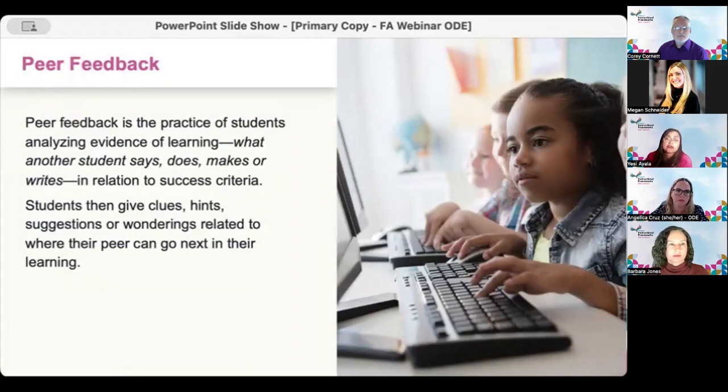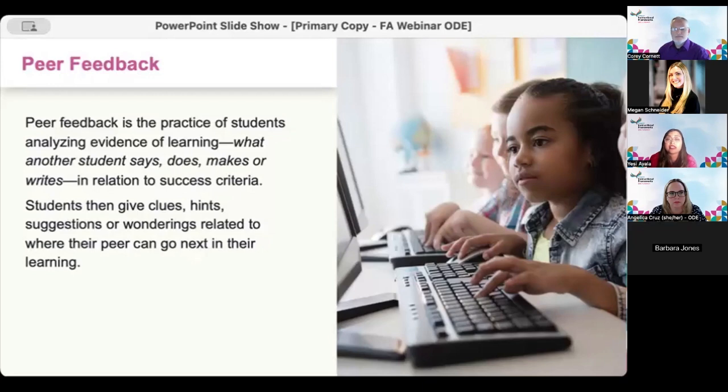So another means of student involvement in formative assessment is through peer feedback. So peer feedback is the practice of students analyzing evidence of learning in relationship to the success criteria. So the success criteria, like Barbara mentioned, is what students say, do, make, or write that provides evidence of that learning. So students then support their peers by providing them with suggestions, wonderings, or hints to support their peers as their peers take next steps in their learning. This peer feedback process enhances student learning experiences and allows them to support one another in each other's learning. Next slide, please.